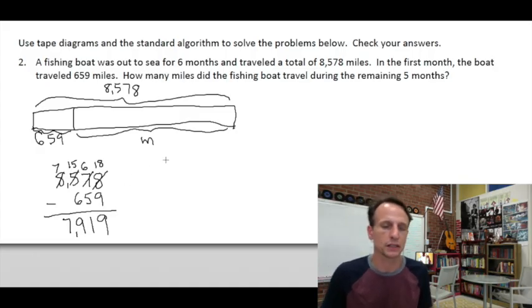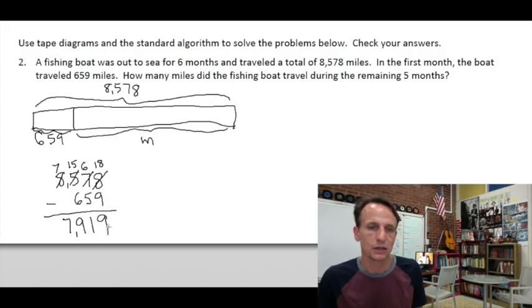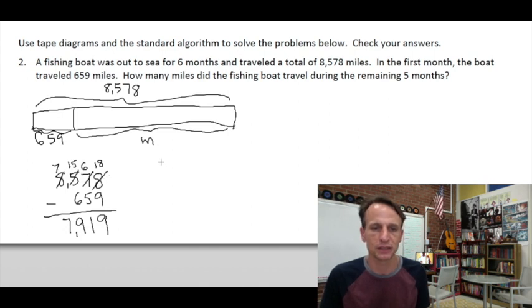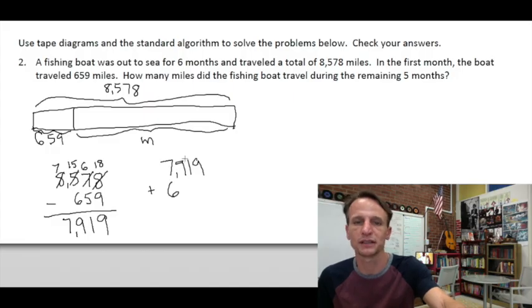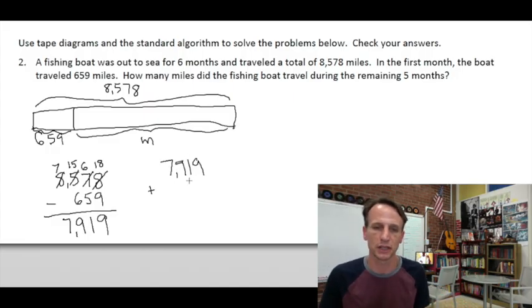Now let's check our answer. Okay, so if we take what we have for the two parts and add them together, we should get the whole. Okay, so if we say 7,919 and add that to the other part, the 600, ooh, that's in the wrong place, isn't it? You see what I did there? Ooh, gotta slow down, buddy. Put it in the hundreds place. 600, not 1,000, 659. Let's see, now we can do it right.